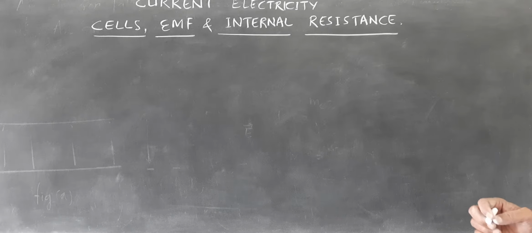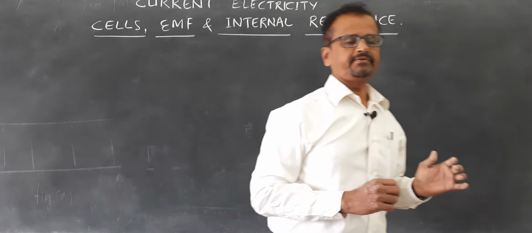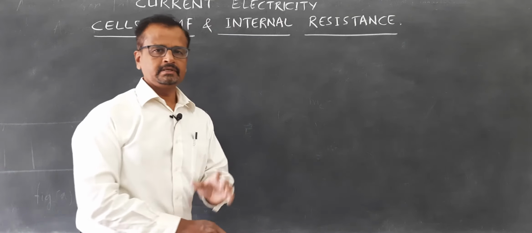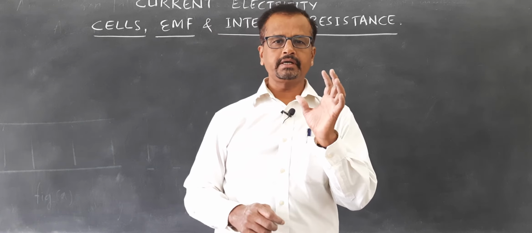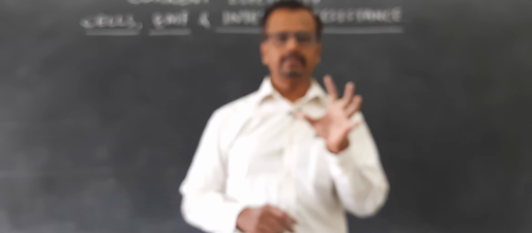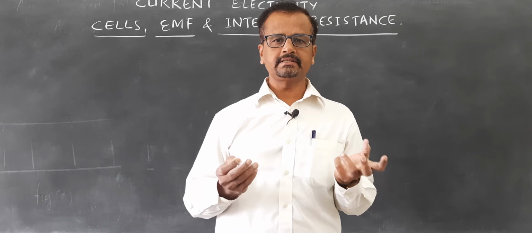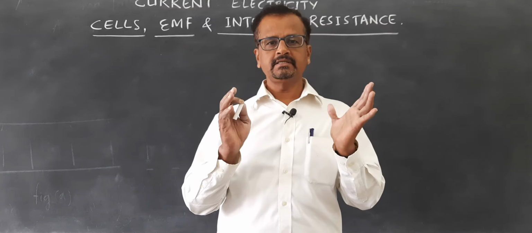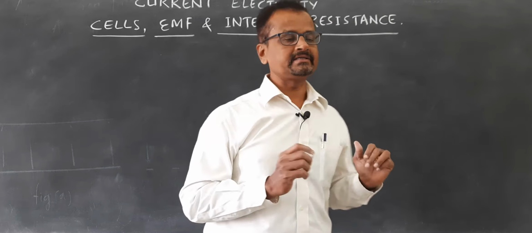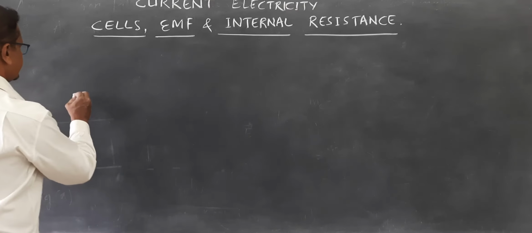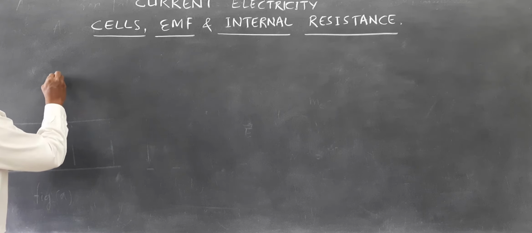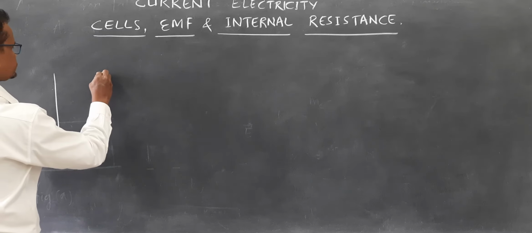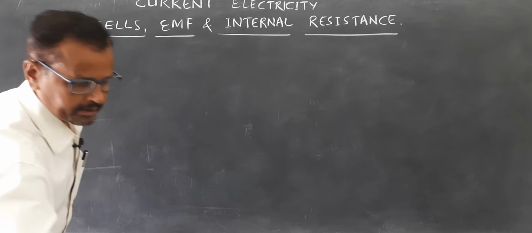So, let us study cell's EMF and internal resistance. When you want to allow current to pass through a device like a bulb, you need to have a cell, and the cell is the source of voltage which provides the required steady current. The cell consists of two electrodes, negative and positive electrodes.